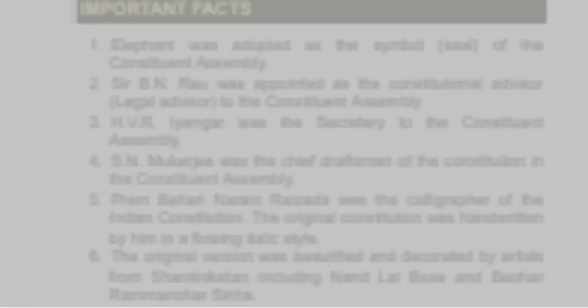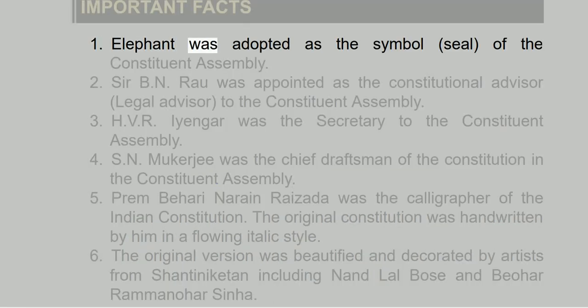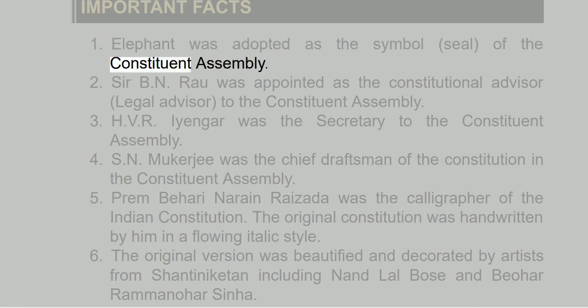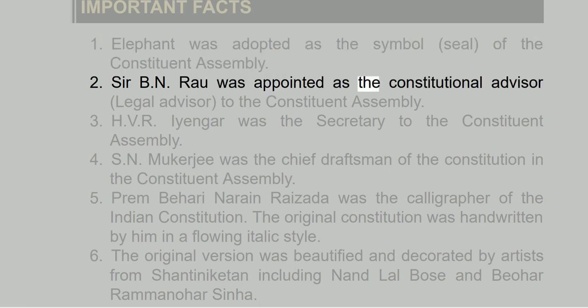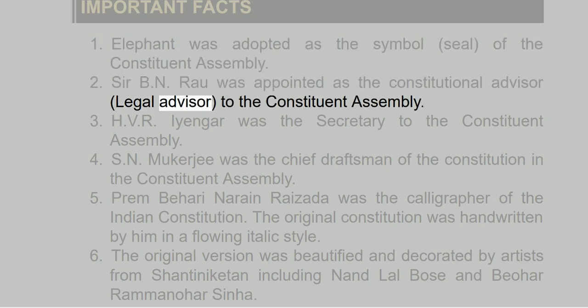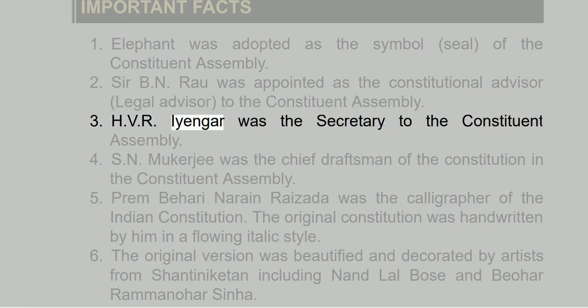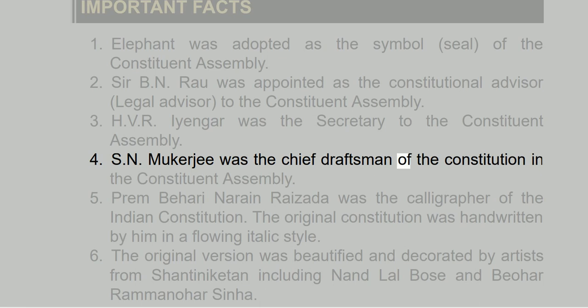Important facts. 1. The elephant was adopted as the symbol, seal, of the Constituent Assembly. 2. Sir B. N. Rao was appointed as the constitutional advisor, legal advisor, to the Constituent Assembly. 3. H. V. R. Iyengar was the secretary to the Constituent Assembly. 4. S. N. Mukherjee was the chief draftsman of the Constitution in the Constituent Assembly.